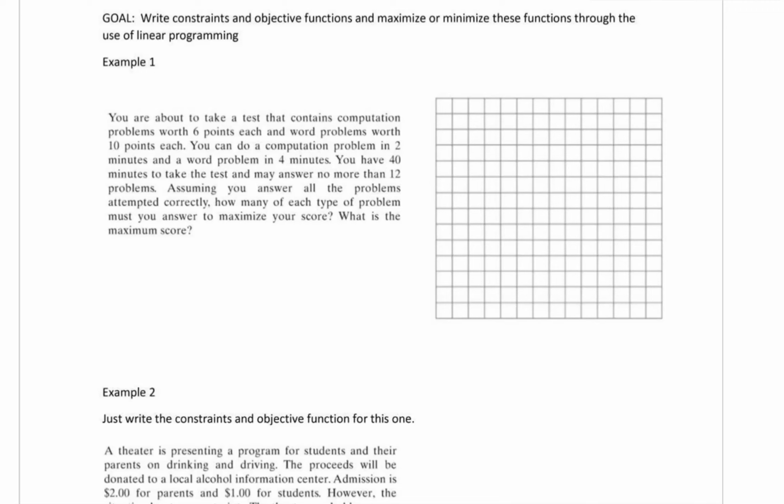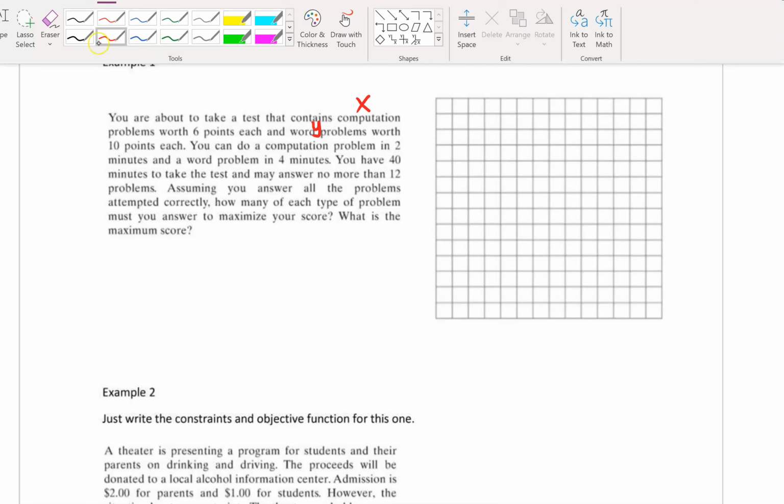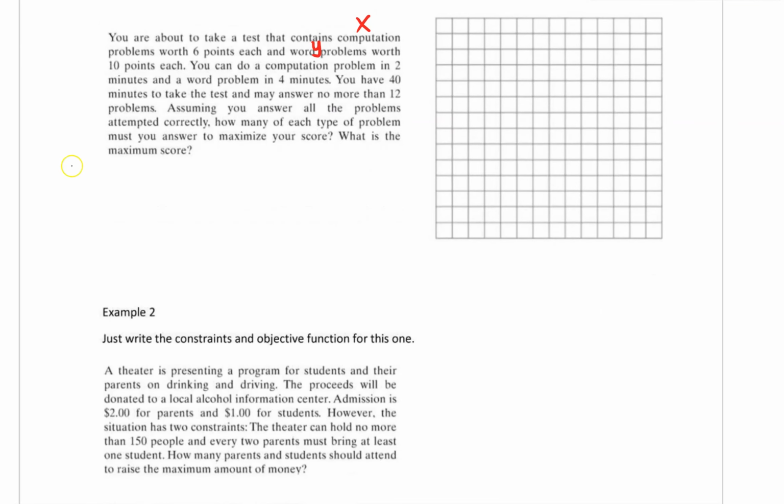I know some of you are going to resist, but this is really what you got to do. You are about to take a test that contains computation problems worth 6 points each, and then word problems worth 10 points each. So we have two things going on here. We have computation problems, those could be x's, and then we have word problems. I'm going to make those y's. To maximize my function, I would want to say that z is going to equal 6 points times each computation problem plus 10 points times each word problem. That is the maximization function.